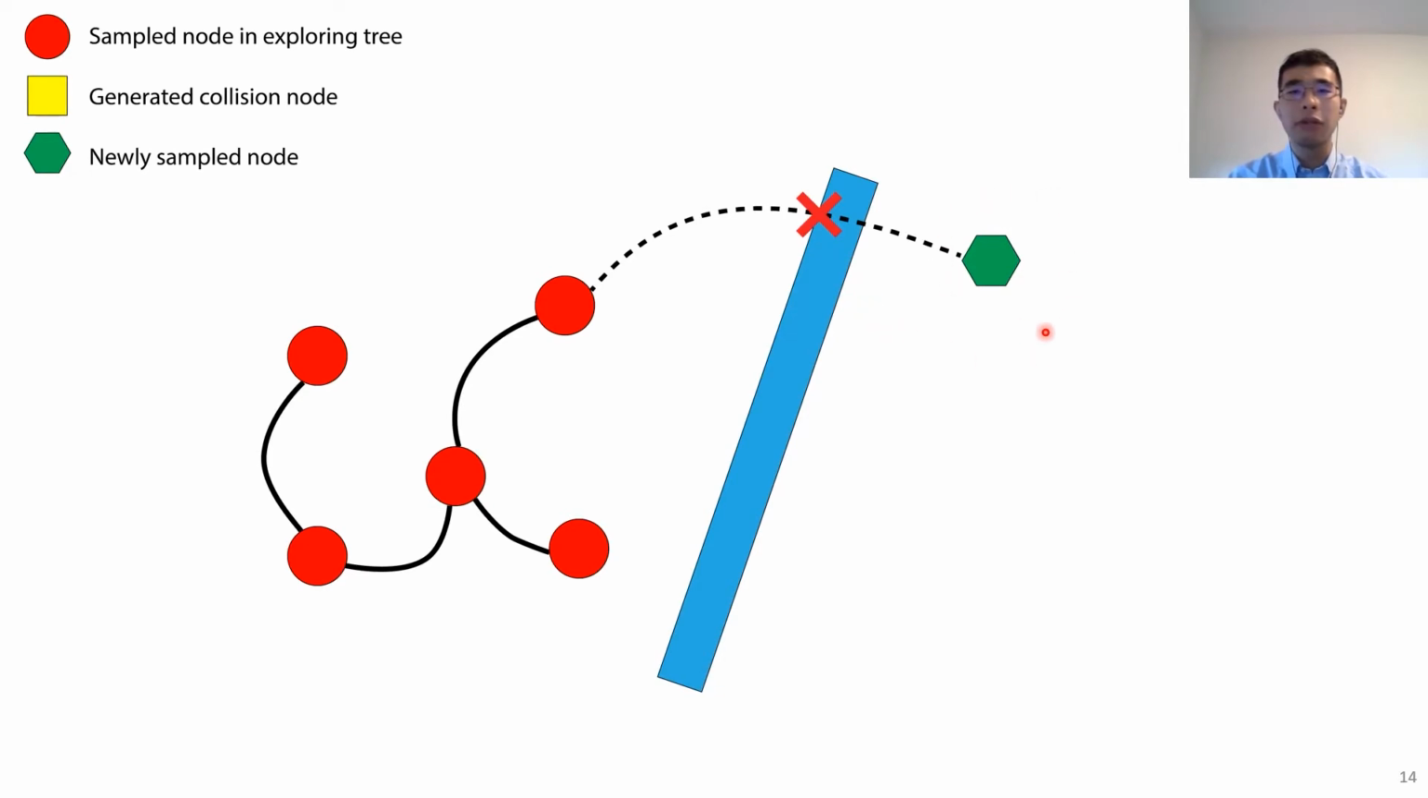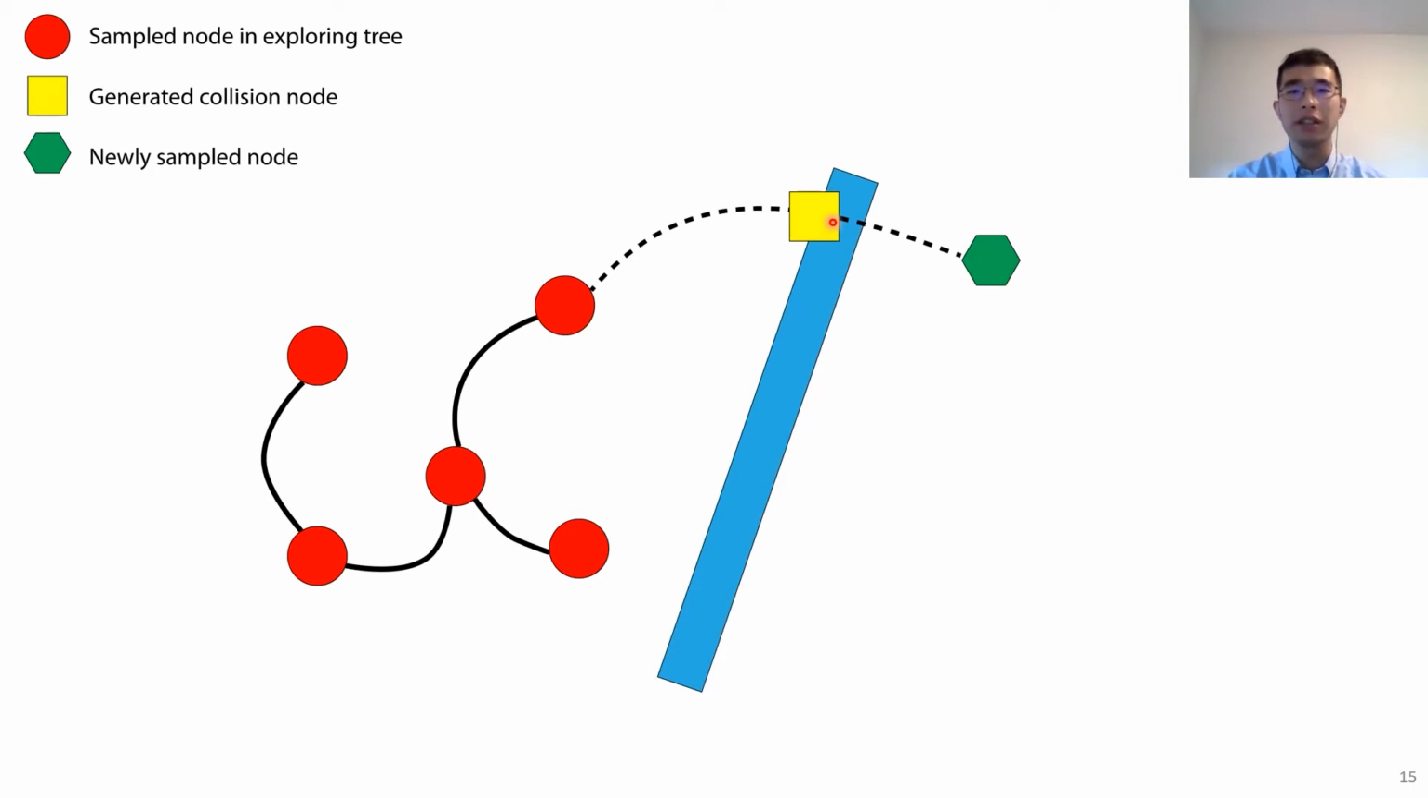First, we sample the node and try to connect it with the exploring tree with a primitive of the lowest cost. Then, we check if the primitive collides with the obstacle. If yes, we compute the time and the state of the vehicle right before the collision, like here. Then, we'll replace the sample node with a collision node, which has the time as the collision time and the state as the state right before the collision.